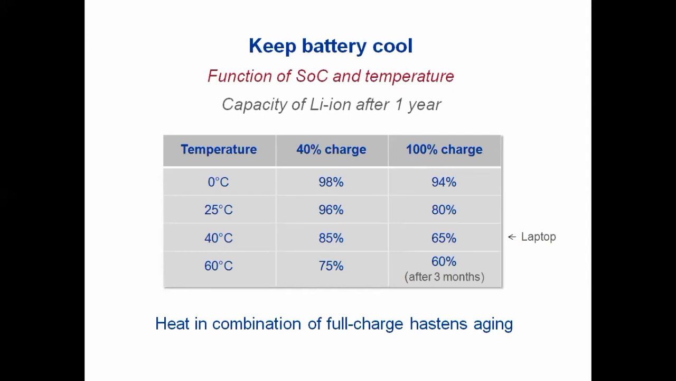When the temperature increases, the efficiency at 40% and 100% changes. At 25°C, the 40% charge shows a slight decrease, but at 100% charge it is 80% only. So when we increase the temperature, we cannot get 100% benefits during full charge. After 3 months, we can have a charge performance of 60% only. The increase in temperature affects the performance of the batteries.